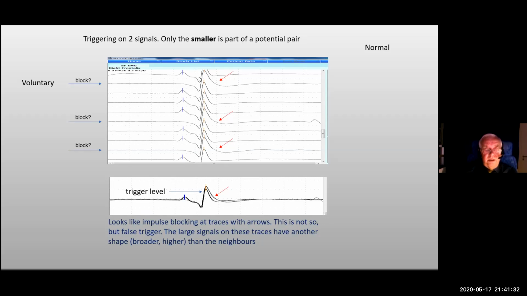Here is normal jitter, and sometimes I get letters saying, how is it possible that we have normal jitter and blocking? And I say that is not a true blocking, it's a technical blocking. Because we have trigger here, and all signals that come above that level will fire the sweep, both the double one and the single one. So the solution is to lift up this trigger to the very peak here.